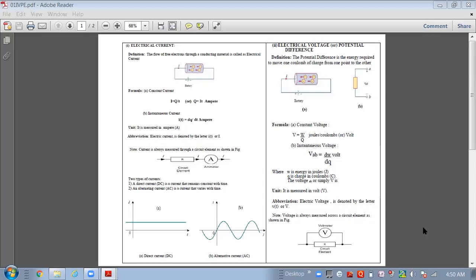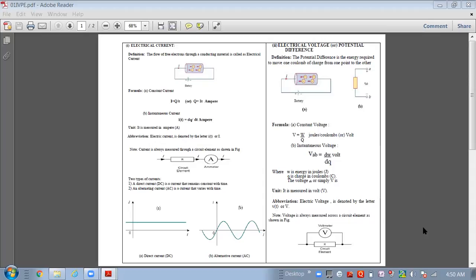Third, power is equal to VI. Power is equal to I square R. Power is equal to V square by R. And the fourth formula, energy is equal to power into time. Energy is equal to V into I into T. Energy is equal to I square R T. Energy is equal to V square by R into T.